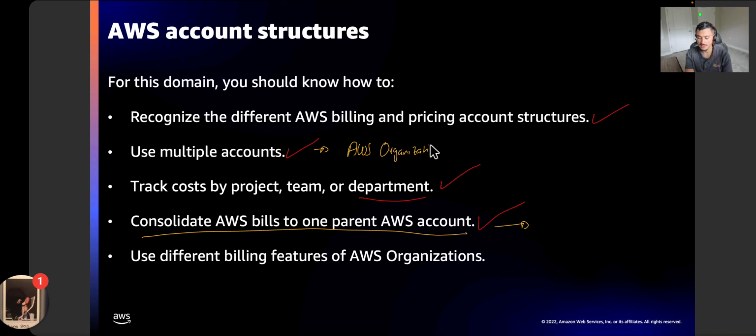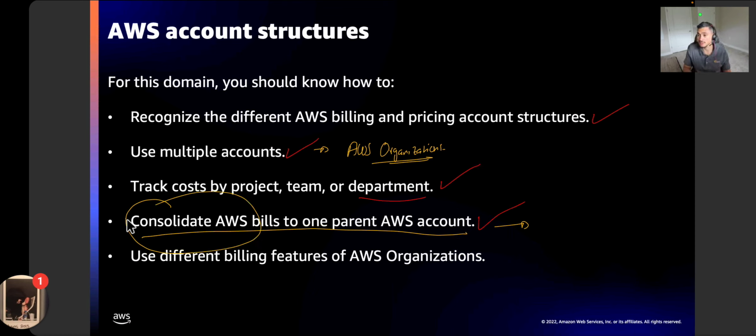So AWS Organizations is a service that allows us to centrally manage multiple AWS accounts and apply policies across these accounts from a central management account, right? That's done with AWS Organizations. Now, if we do have multiple accounts in our organization, we can take advantage of consolidated billing.